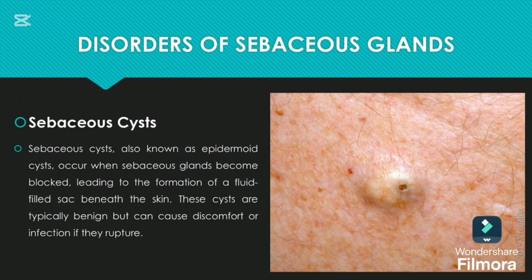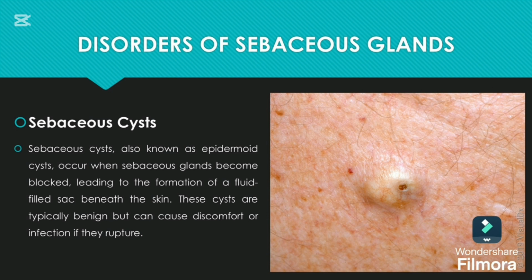We look at the sebaceous cyst. This occurs when the sebaceous glands are blocked, and this leads to the formation of fluid sacs beneath the skin. They are usually benign, but they usually cause discomfort or infections if they rupture. So these are the two main disorders that usually affect the sebaceous gland. There are several other disorders, but for the benefit of this class, we're only going to look at just these two.